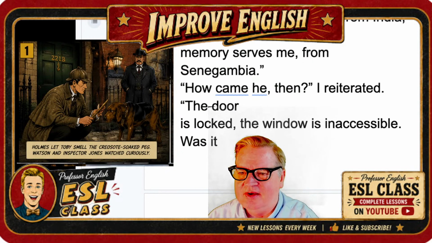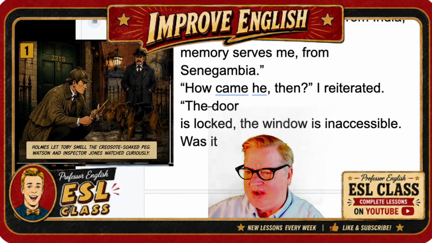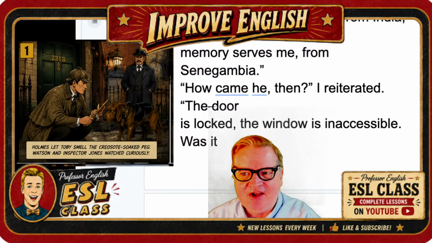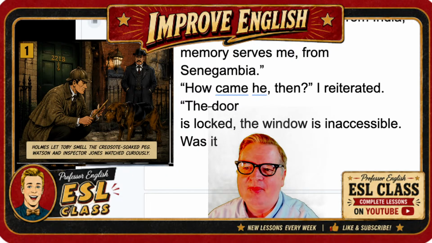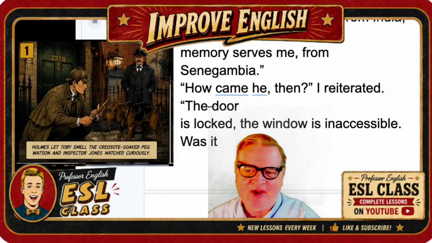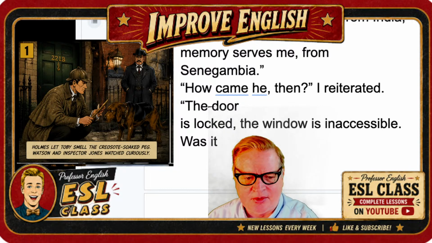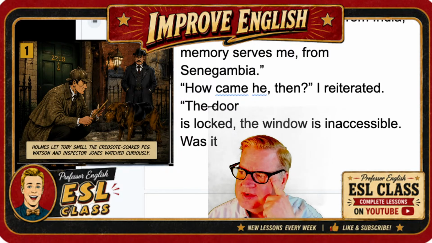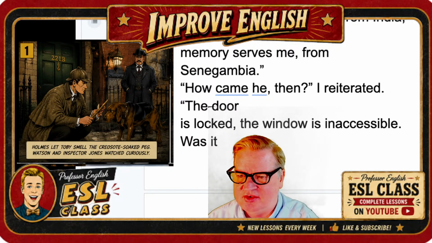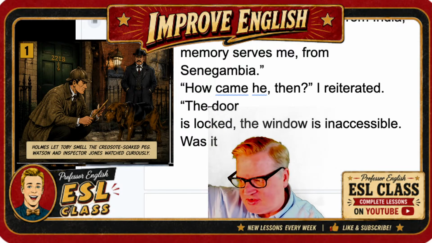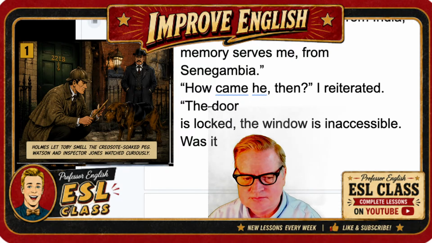How came he then? I reiterated. So reiterate is like a fancy word for repeat, okay? So how did he come into the room? I repeated, but this is more fancy English. So he says, how came he then? I reiterated, I repeated. The door is locked. The window is inaccessible. So if something is inaccessible, you can't have access to it. There's no way that somebody can go 20 meters up, 60 feet up. There's no way to climb. It's inaccessible.